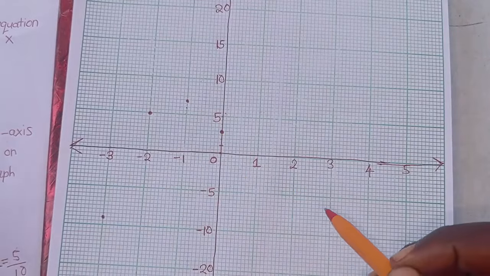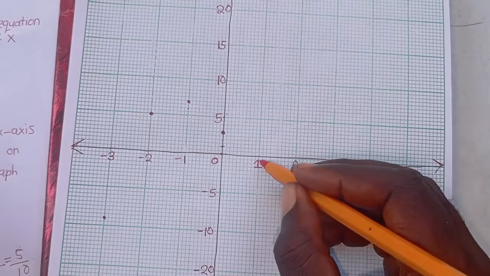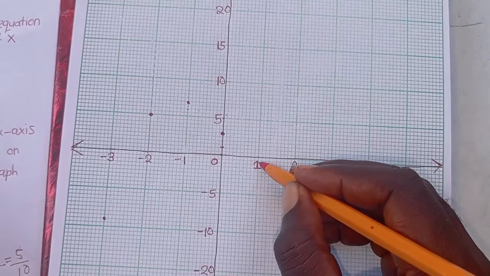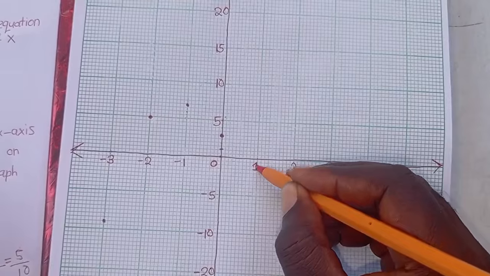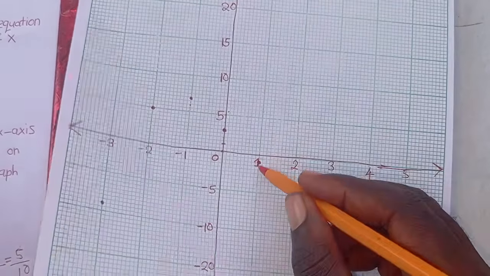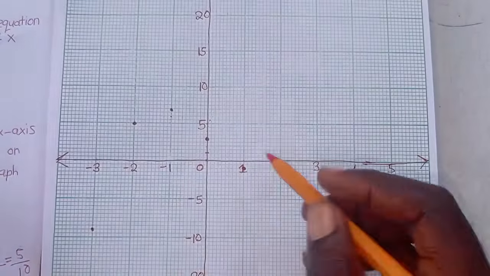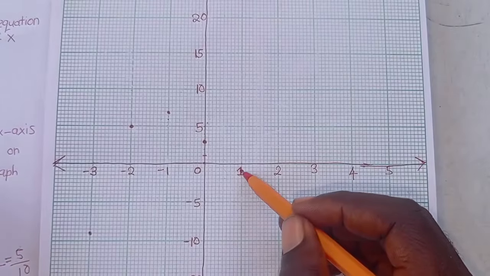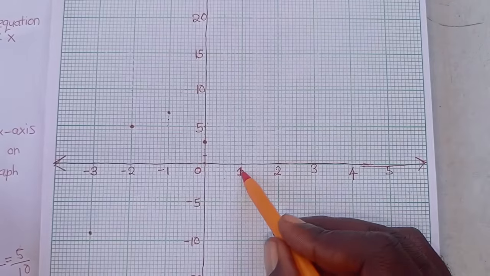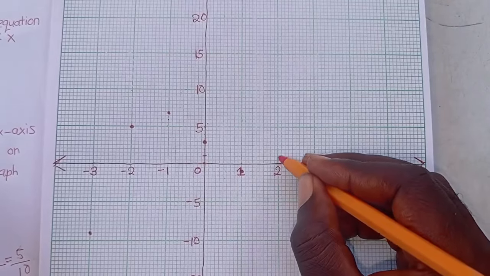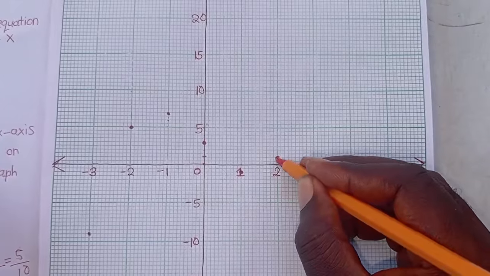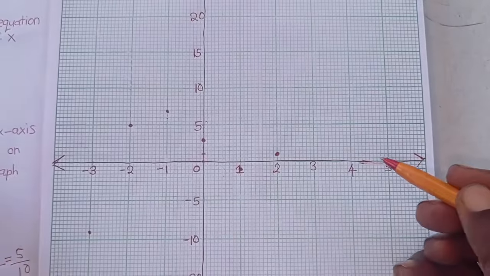I move to the next one, 1, negative 1. 1 is here, negative 1. So 1, 2, it is going to be here. This is where it is going to be. It is just there. Count 1, 2. That is where negative 1 is. So that is what I'm supposed to do. The point is here. Count 2 boxes. Since 2 boxes, it is 1 on the y-axis.